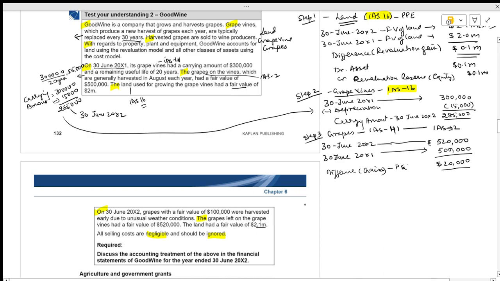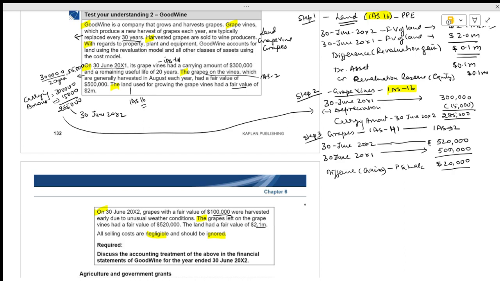It has to be recorded in the profit and loss account. Next, there is something else. On 30th June, grapes with a fair value of how much? 100,000. Is it right? Is that because of unusual weather conditions?